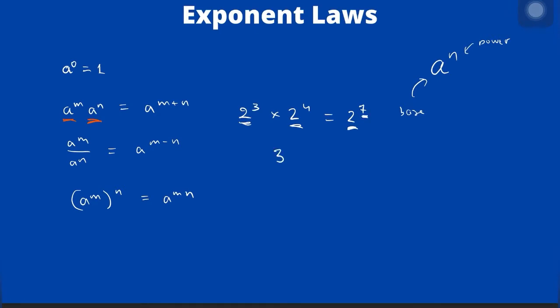So if you had 3 power 2 times 3 power 6, since the bases are the same and you're multiplying, you can add 2 and 6 and keep the base the same. So that'd be 3 power 8.